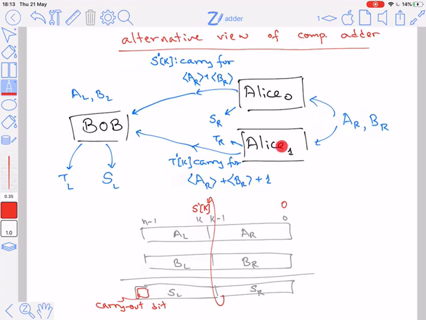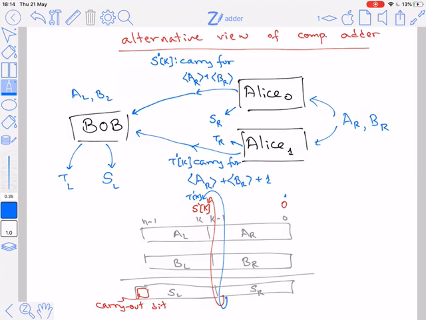Alice 1, on the other hand, computes the same sum plus 1. Locally, it gets the output, the right-hand side of T, and it sends to Bob T prime K, which is what would have happened if the carry-in bit here were 1, then I would have a carry-out here, which is T prime K. So this is the bit that Alice 1 sends to Bob.